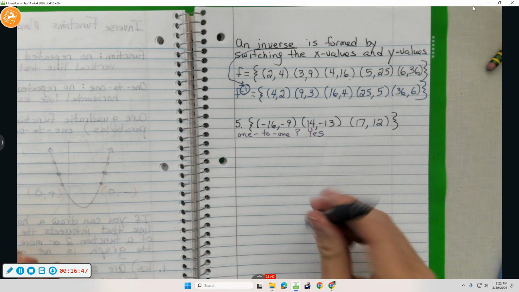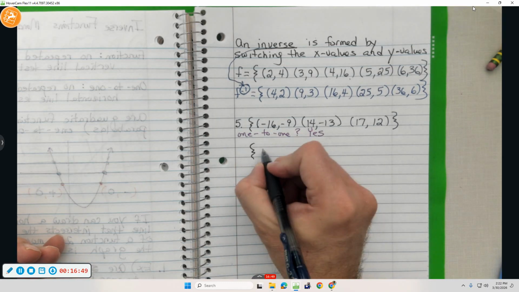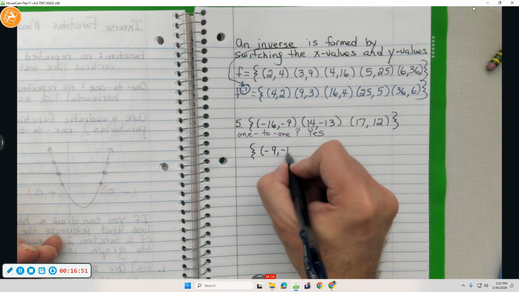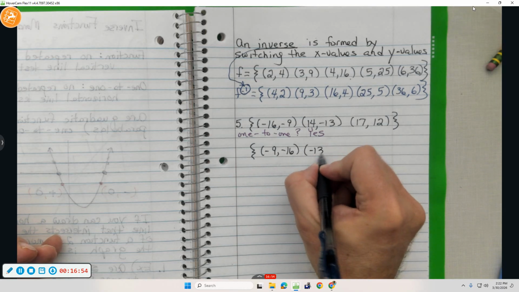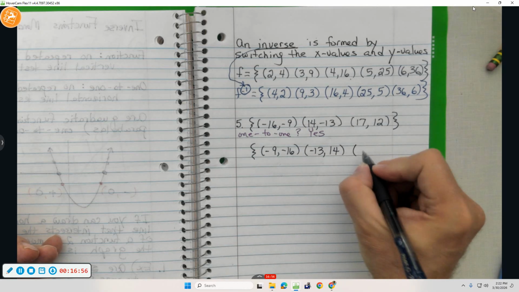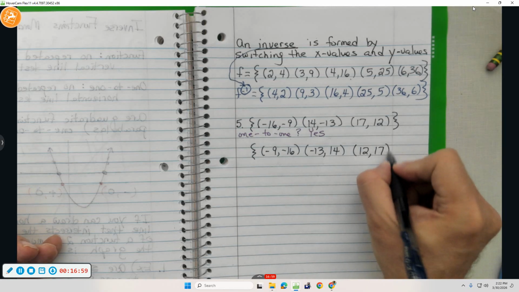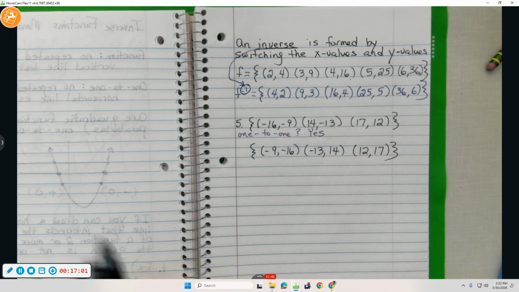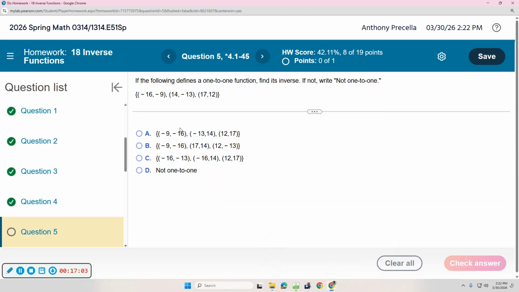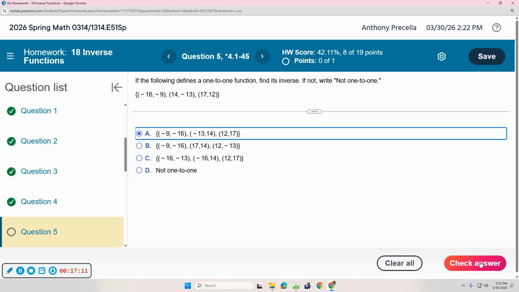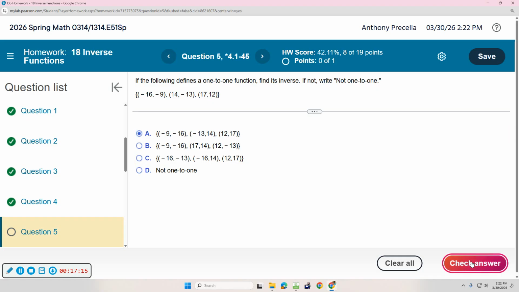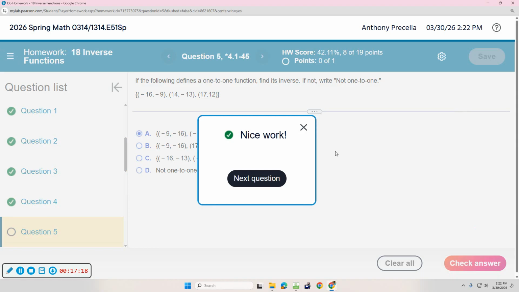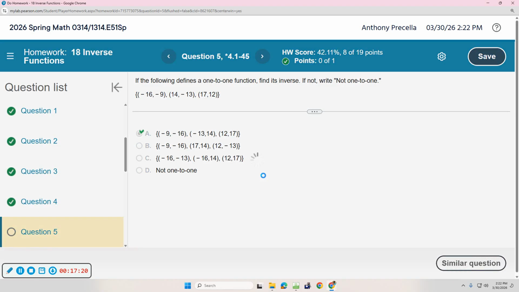So to find the inverse, you just swap them. And so, which one is it? A, B, C, or D? It's a multiple choice. It's A: -9, -16, -13, 14, 12, 17. Now, if any of the y values had been repeated, you would have chosen D. I suspect before we're finished, we'll have some like that.